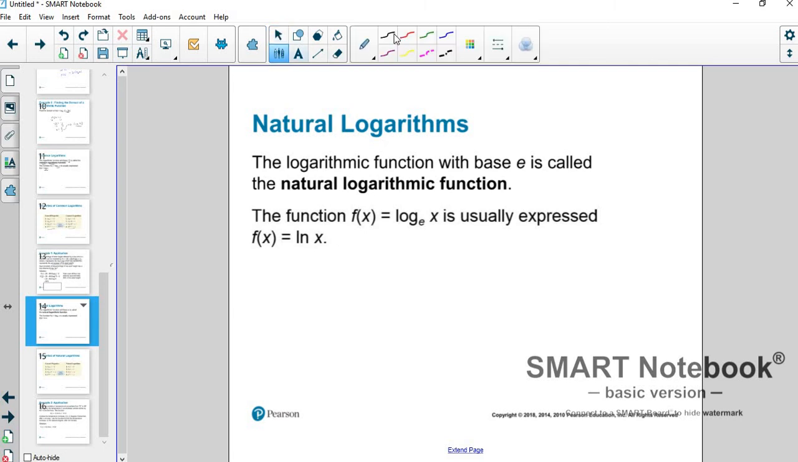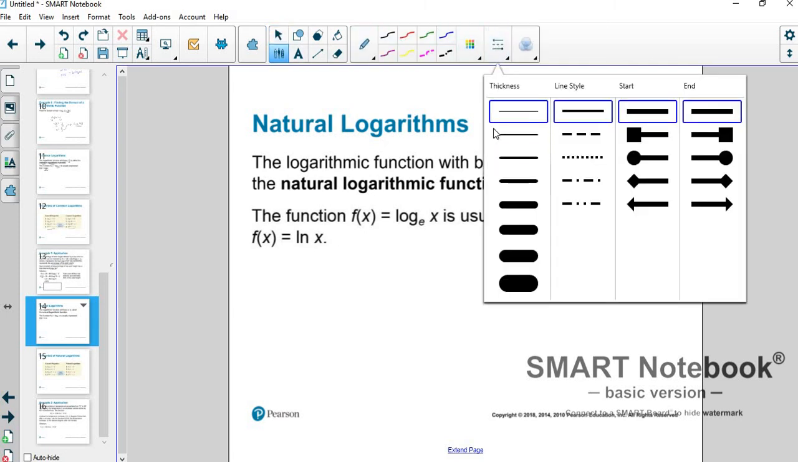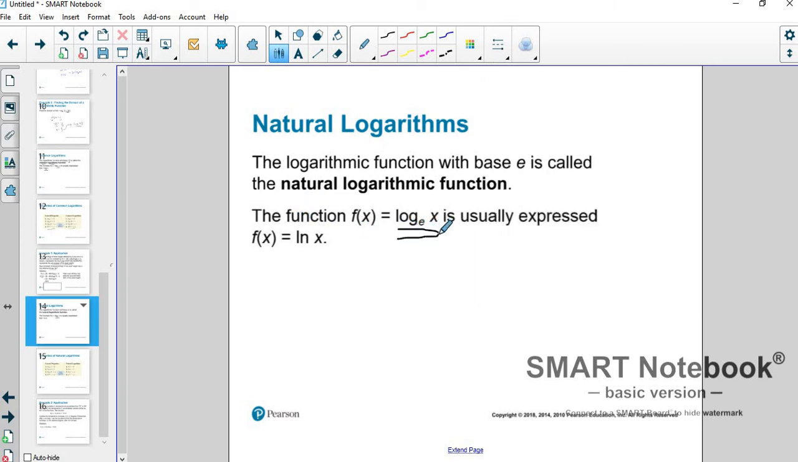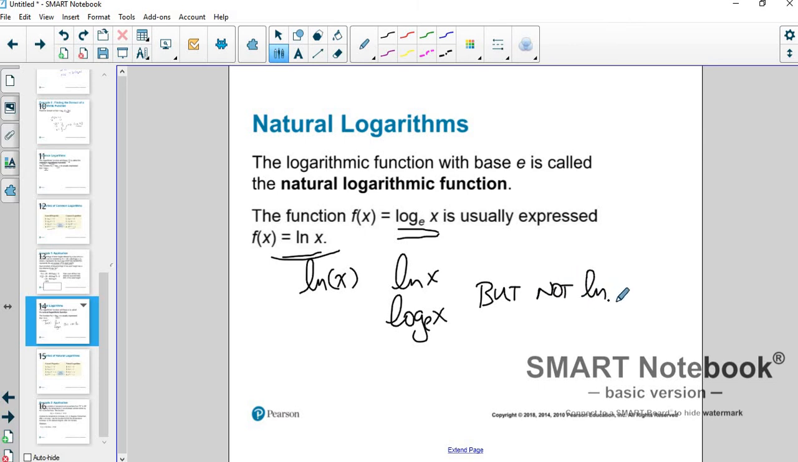Okay, so what about the natural logarithm function? The natural logarithm function is sometimes written log base e of x, but for shorthand, we can express that as ln of x. This is not an I, this is L. So this is not in, this is the natural log, ln of x, okay? So ln of x is fine, log base e of x is fine, but not ln base e of x. That doesn't make any sense.